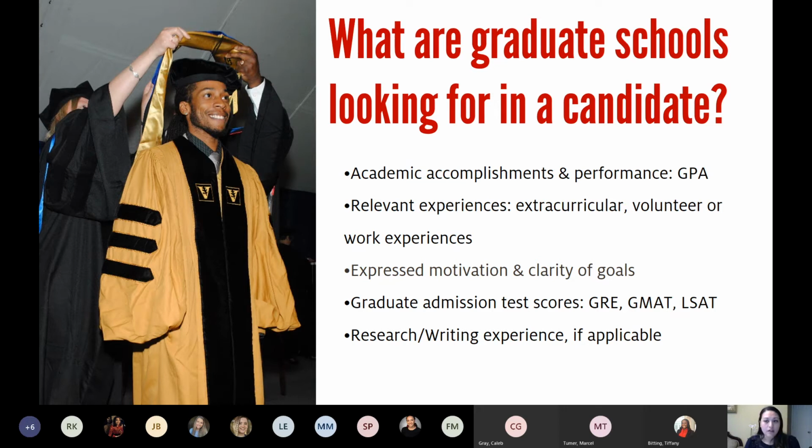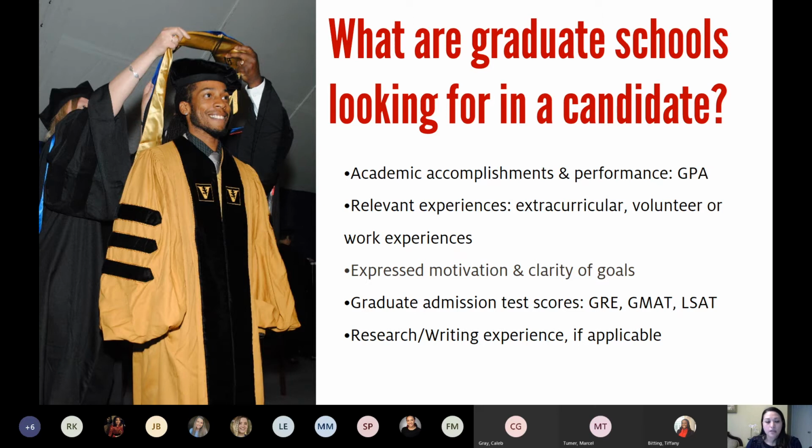First and foremost, they are looking for your academic accomplishments and your performance. This can be evaluated by your GPA. Maybe they're looking at your prerequisites in a specialization, especially if you're entering the medical field or possibly the legal field. They might be looking at your writing or how you did in your science classes, etc. So they're looking for that academic performance.